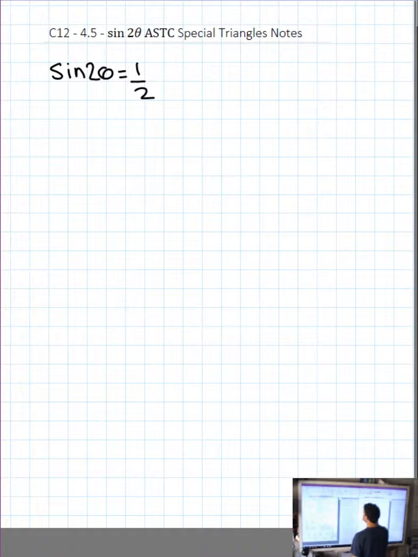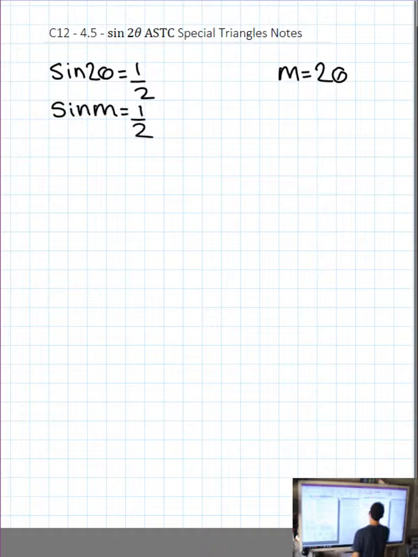So the first thing that I want to do is, this looks weird to me. So I'm going to do this off to the right: m equals 2 theta. Now I'm going to substitute m in for 2 theta. So sine m equals 1/2. Now this should look much more familiar.